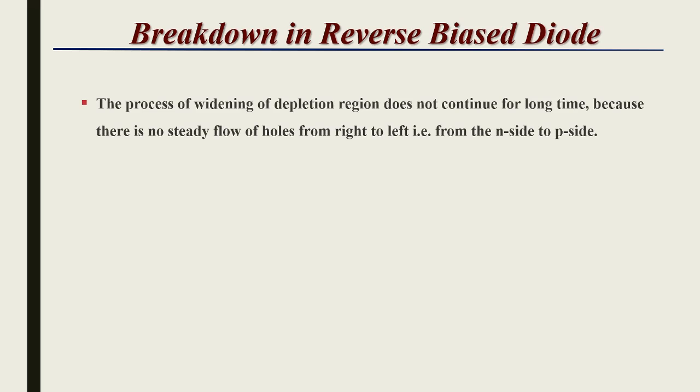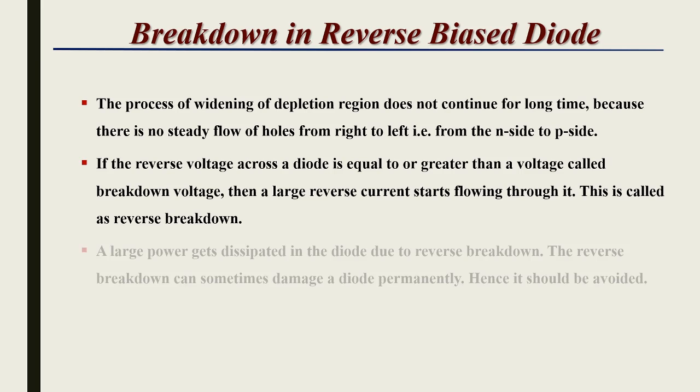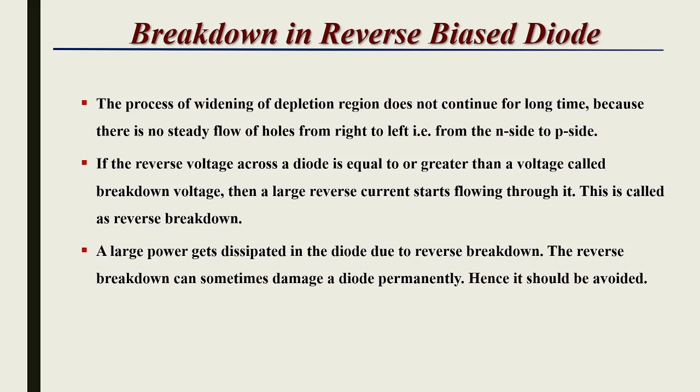Now the breakdown in a reverse biased diode. The process of widening of the depletion region does not continue for a long time. As we increase the negative voltage, the depletion region width will increase, but this process does not continue for a long time because there is no steady flow of holes from right to left, that is from the N side to the P side. So if the reverse voltage across a diode is equal to or greater than a voltage called the breakdown voltage, then a large reverse current starts flowing through it, and this is called reverse breakdown. A large power gets dissipated in the diode due to the reverse breakdown because of the large current flow through the diode. The reverse breakdown can sometimes damage a diode permanently. Hence, it should be avoided.